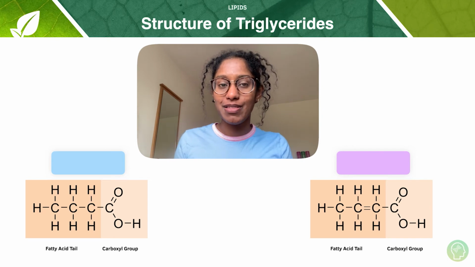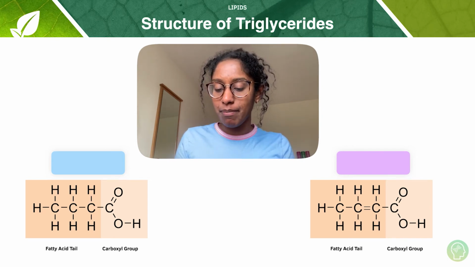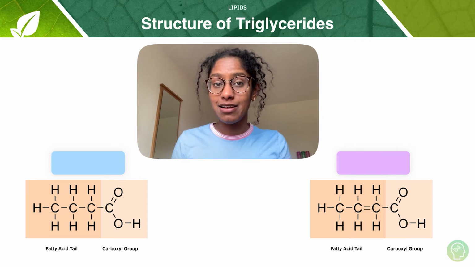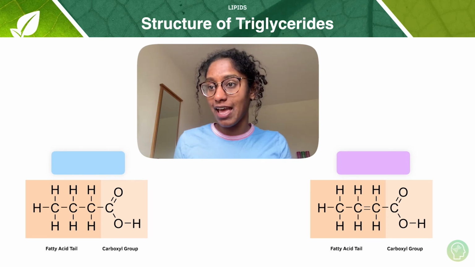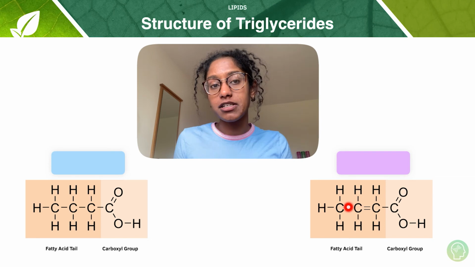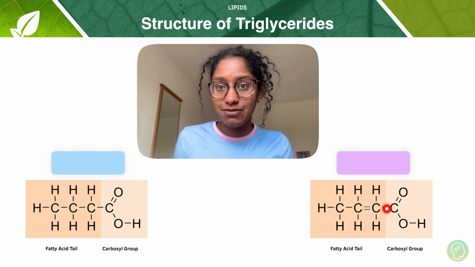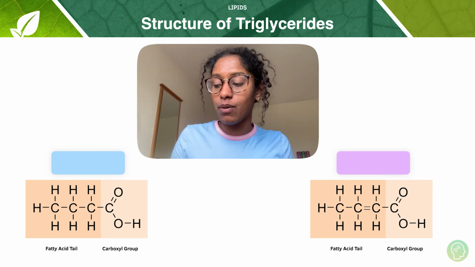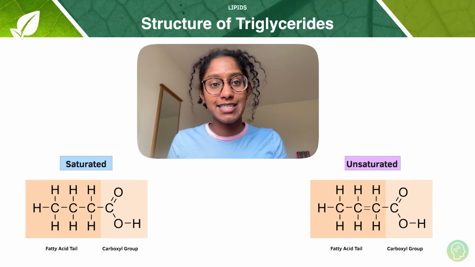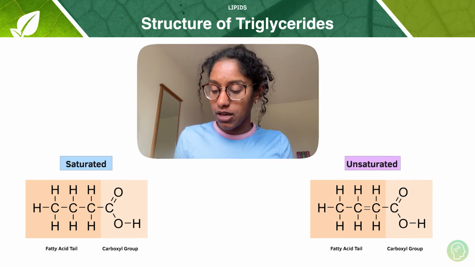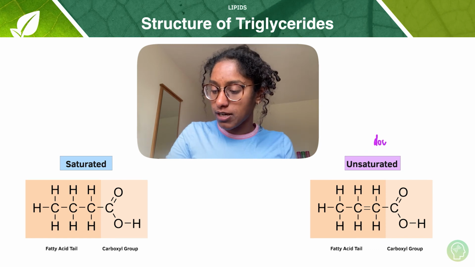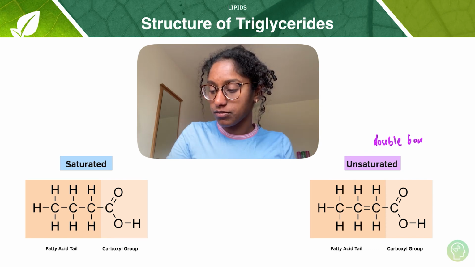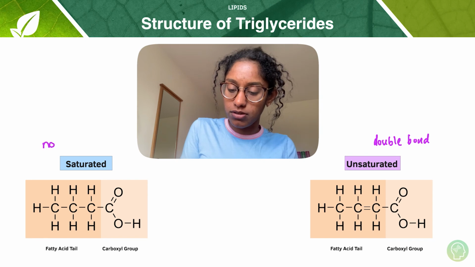Okay, so we'll think about the answer now. So remember, on the previous slide, I said that if a fatty acid contains a double bond, it's going to be our unsaturated fatty acid. Whereas if there are no double bonds present, that's our saturated fatty acid. Okay, so double bonds present, no double bonds.